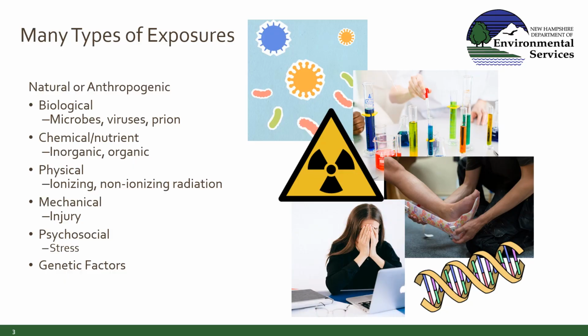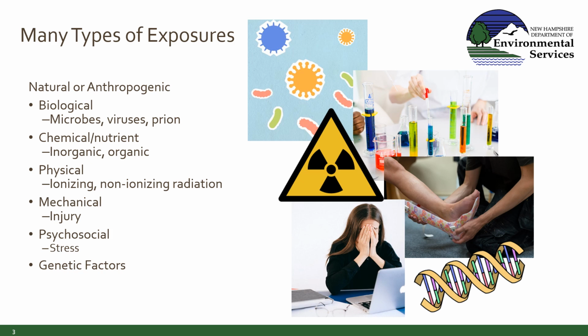There are many different types of exposures, and these may be naturally occurring or human-made. Biological exposures include things like microbes and viruses. Chemical or nutrient exposures may be organic, such as carbohydrates, fats, proteins, or certain chemicals that include carbon-hydrogen bonds, or inorganic, such as heavy metals. It is important to note that both organic and inorganic chemicals may be either toxic or non-toxic, depending on their properties.